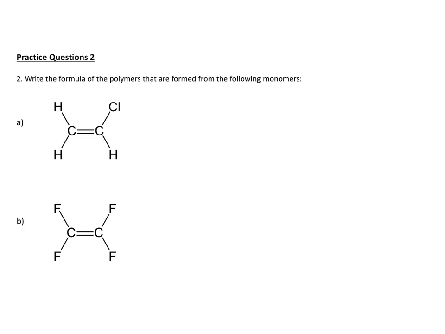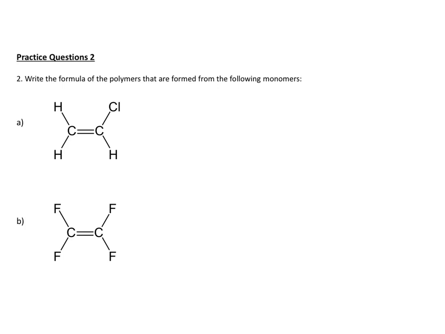Now let's look at practice questions 2, number 2. Write the formula of the polymers that are formed from the following monomers. Here we can see that we are starting off with alkenes as the monomers. So when they add to each other to form polymers, the double bond will be broken, and each carbon atom that originally was part of the double bond will form new bonds with other monomers.